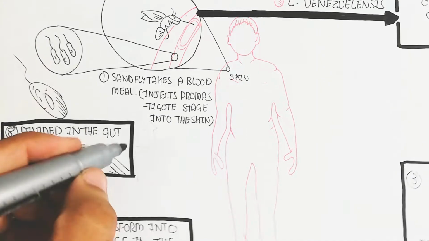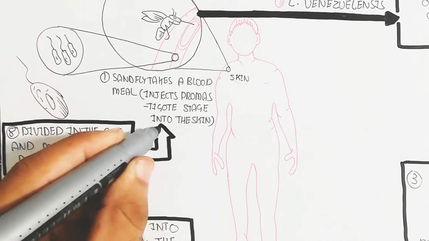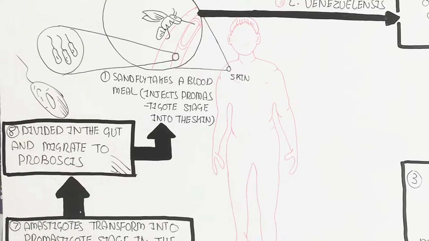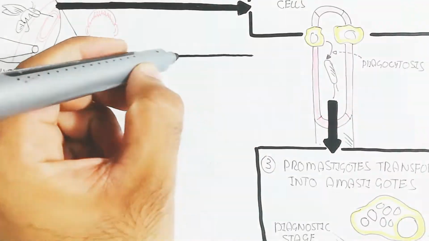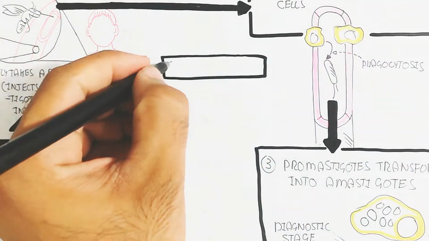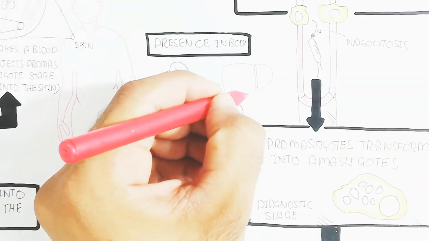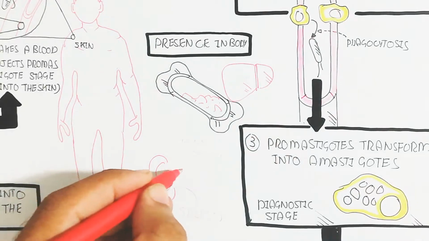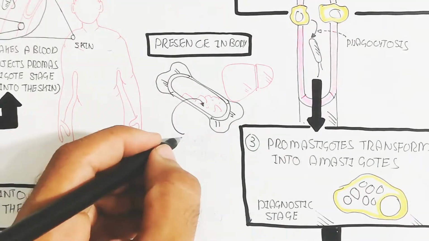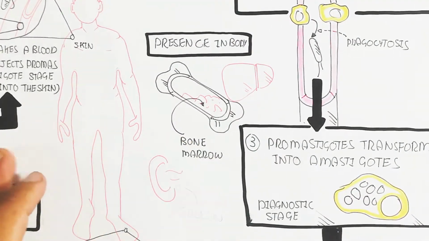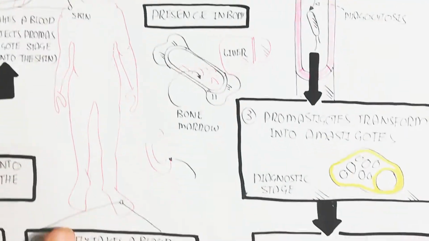And the infection we will discuss. First of all, we need to understand the treatment. So the treatment is required. The drug is pentavalent. We will also learn here about its presence in the body: the liver, bone marrow, and spleen, which are the major residential places for this parasite.